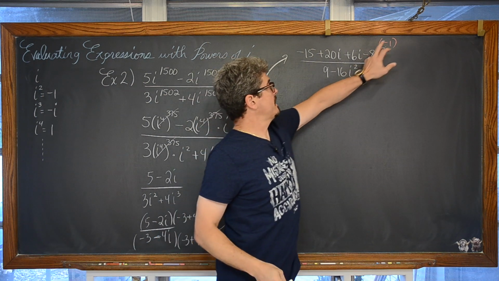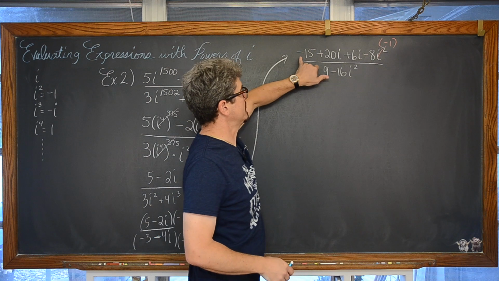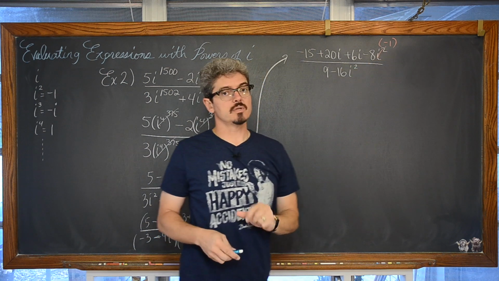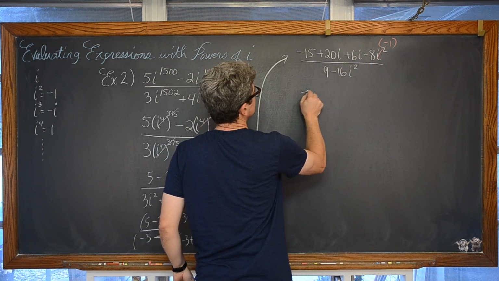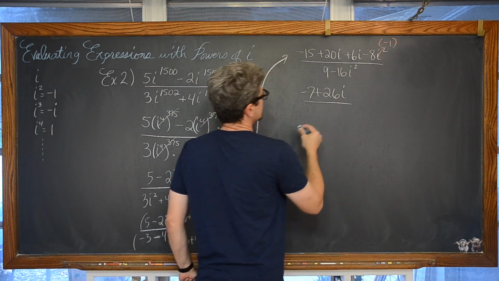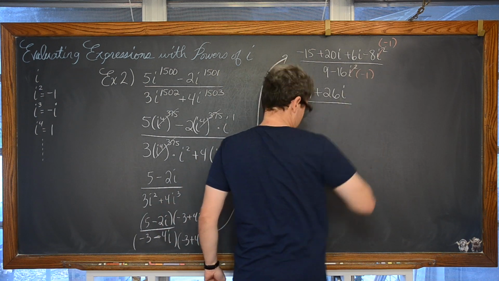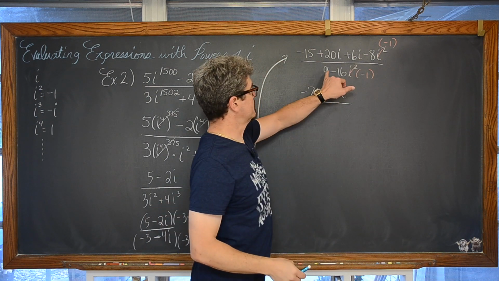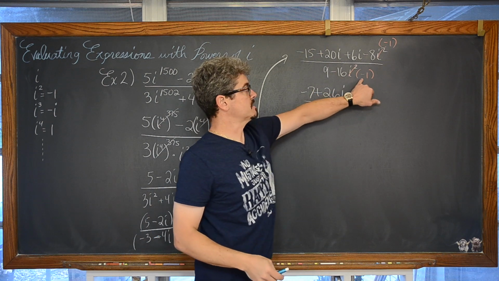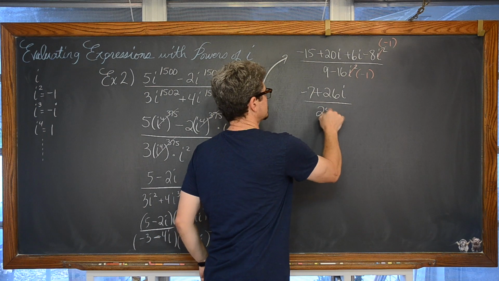And negative 8 times negative 1 is positive 8, and we have negative 15 plus 8 is going to give us negative 7. We got plus 26i. Oh, yay, the air conditioner turned off. And we have i squared is equal to negative 1, giving us 9 minus 16 times negative 1, which will be 9 plus 16, which is 25.